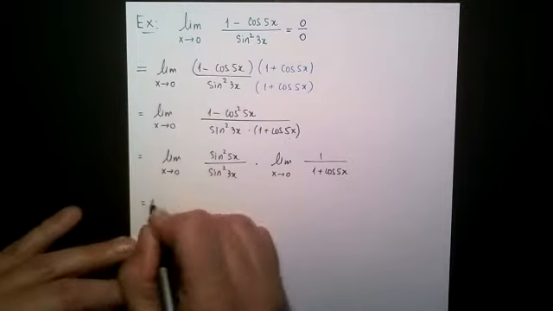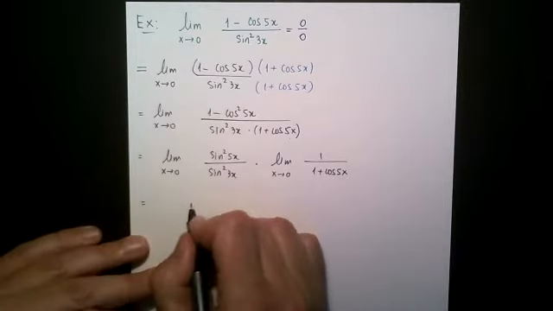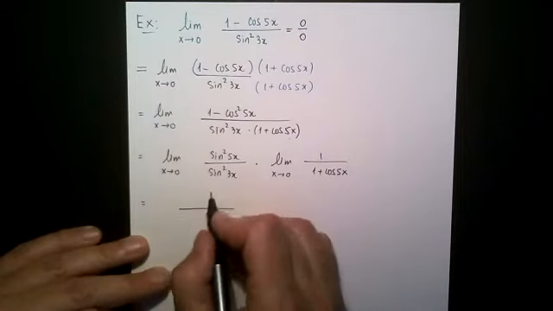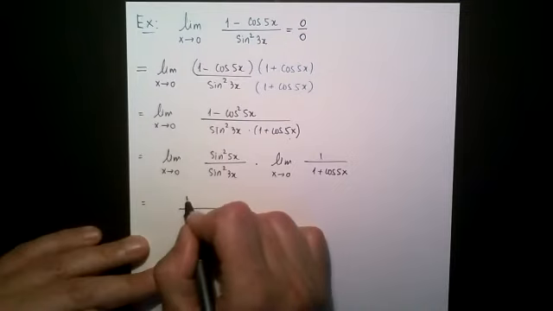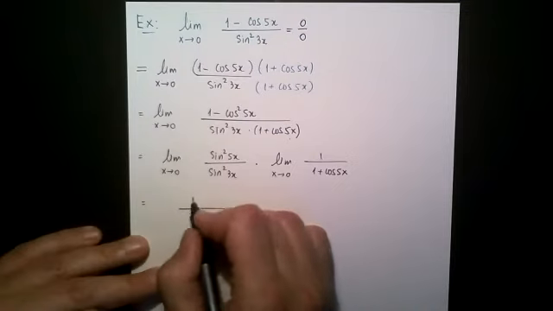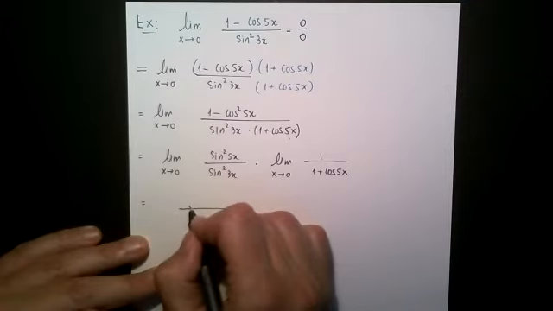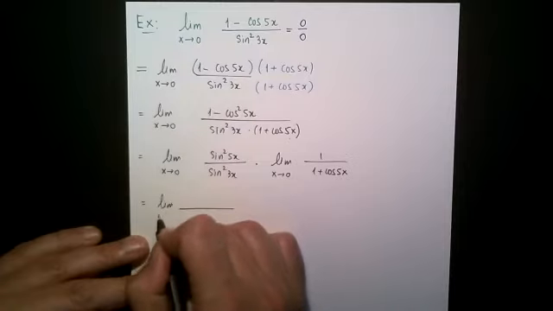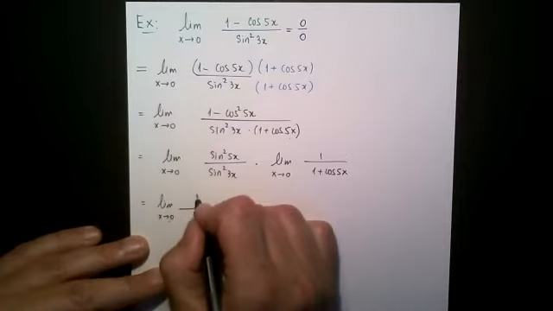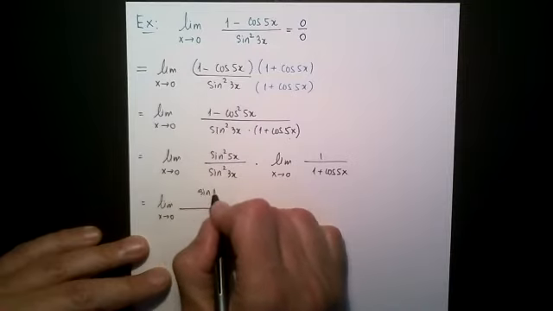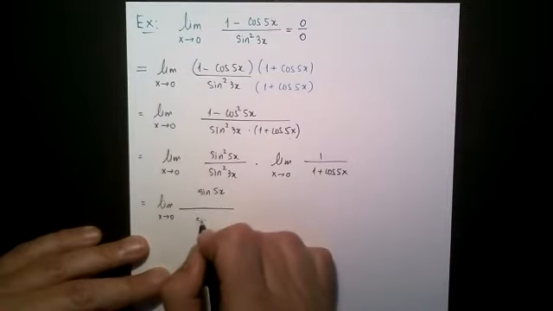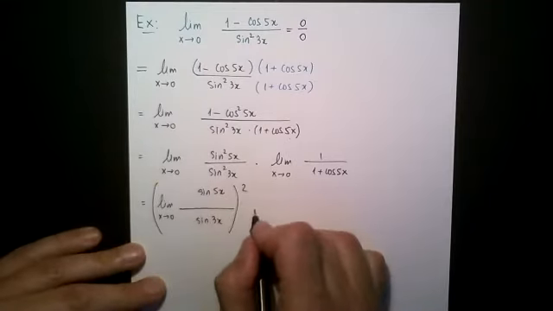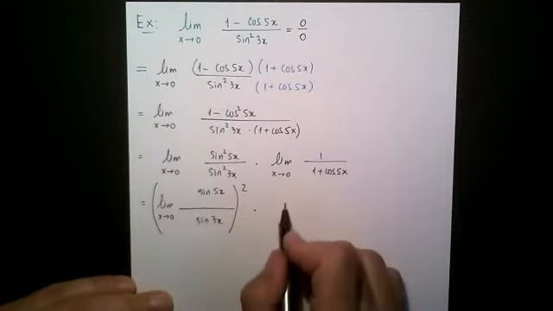Okay, then we put everything together. I don't want to skip too many steps, so I won't. So limit x approaches 0, sine 5x over sine 3x, all this to the power of 2 times, and this, remember, again, this is still 1/2.